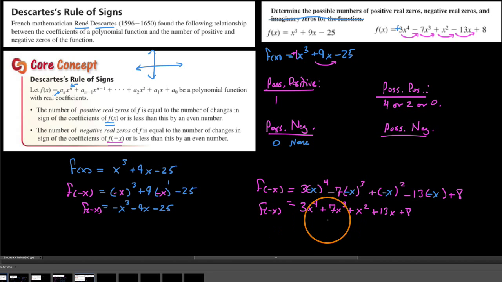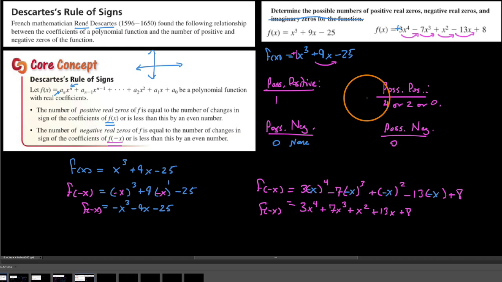All we're going to do now is go back and count variations in sign. So I notice it goes from being positive to positive to positive to positive to positive. So what this means here is this could have no possible negative roots because f of negative x never varied in sign, just as this first one here, f of negative x, never varied in sign.